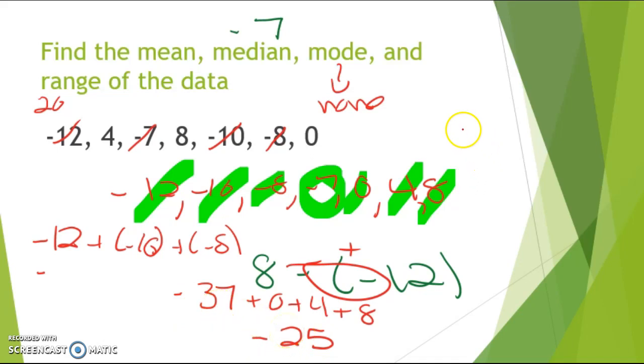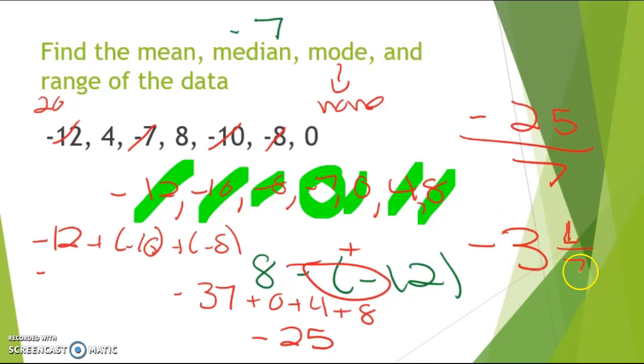And then we need to do -25 divided by 7. See, 7, 14, 21 would be 3 times. We know our answer is negative, so -3 and 4/7.